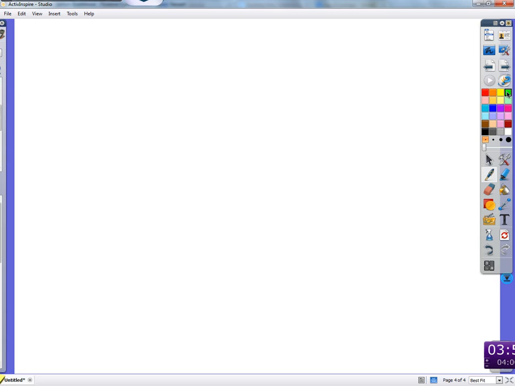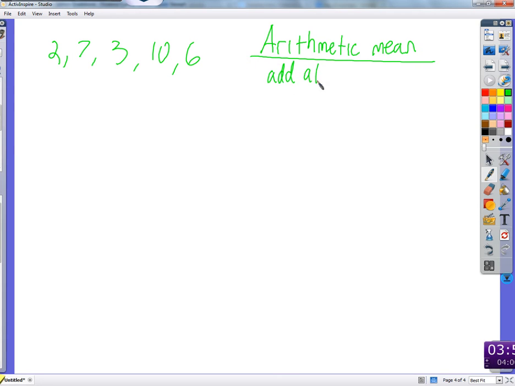Okay. So if I wanted to find the average of a set of data, 2, 7, 3, 10, to find the mean, or what people often think of as the average. How do we find the average, or the mean, of these numbers? Yes? We add them all up, and we divide by how many numbers there are. So the book just calls this the mean, but I'm going to further define it as the arithmetic mean. Just add all the numbers. Divide by how many numbers there are.